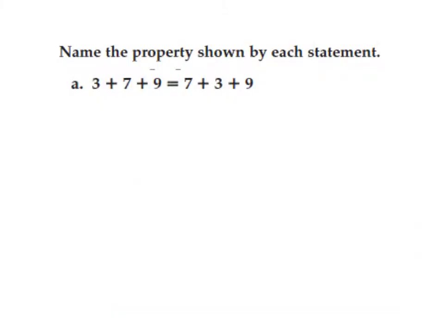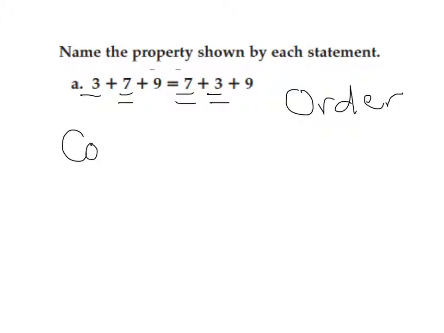In this slide, it states, name the property shown by each statement. In problem A, 3 plus 7 plus 9 is equal to 7 plus 3 plus 9. I have to figure out which property of the 5 that were just mentioned in the previous slides fits this type of problem. Well, I look here and I see that 3 is first, but I notice 3 is second in the other half of the algebraic expression, and I notice that 7 has moved to the first place. This to me reminds me of order, and the only property that deals with order is the commutative property, and I will abbreviate because I like abbreviating.